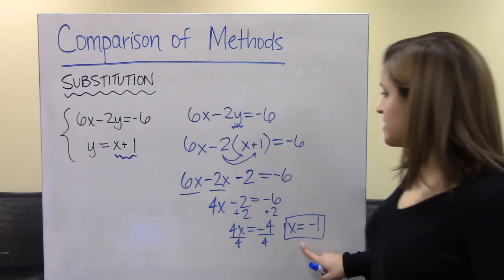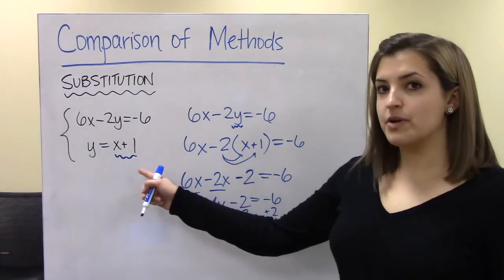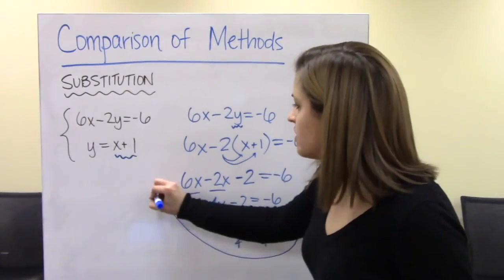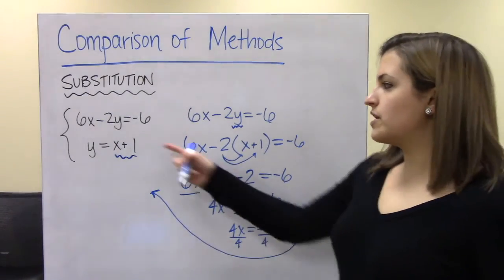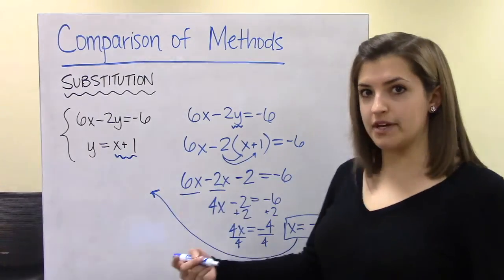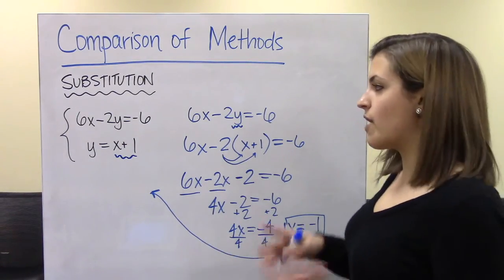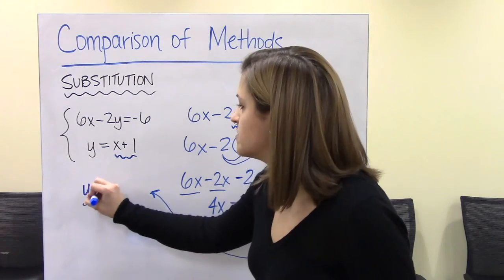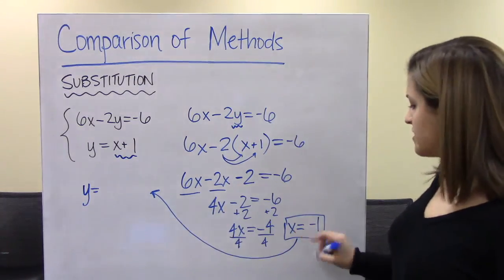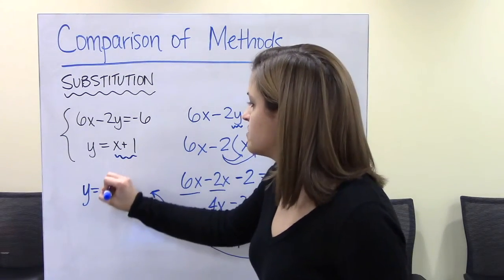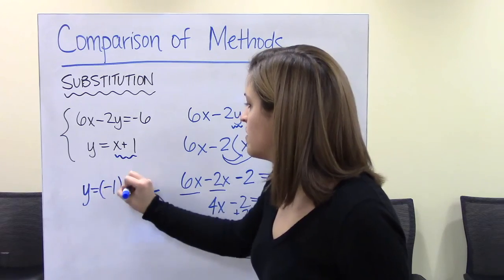Now I can use this and plug it into one of my equations to solve for y. So I'm going to bring this over here, and I probably want to use this equation because this is already in the form y equals something. So when I plug it in, I should get y equals a number. So I'll use what I know, y equals, and every time I see an x, I'm going to plug in negative 1. So y equals negative 1 plus 1.